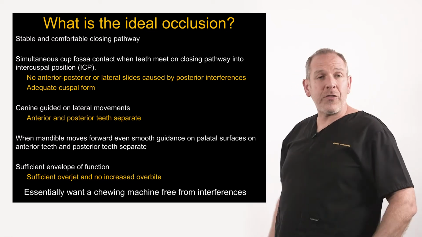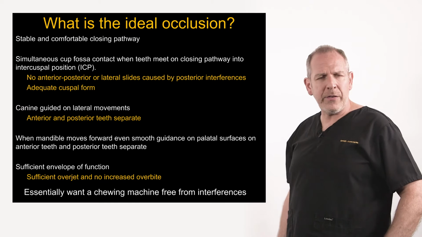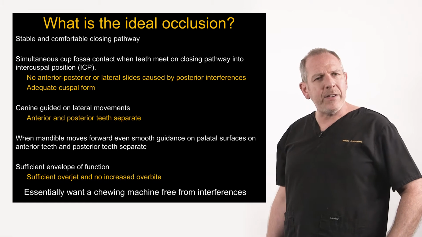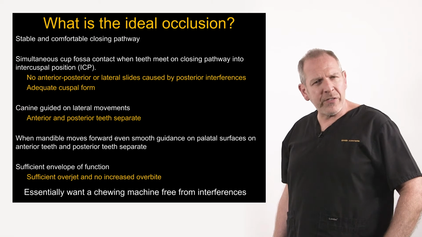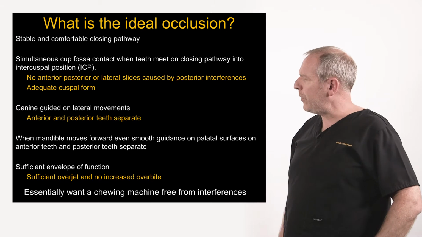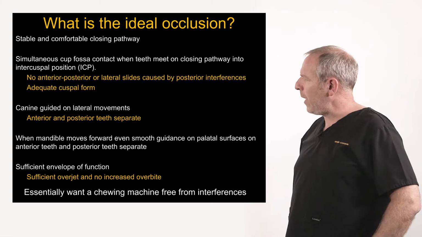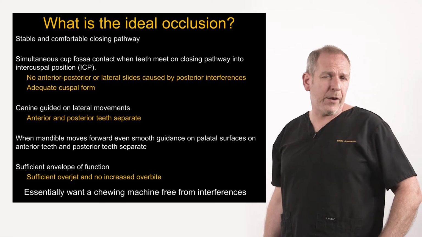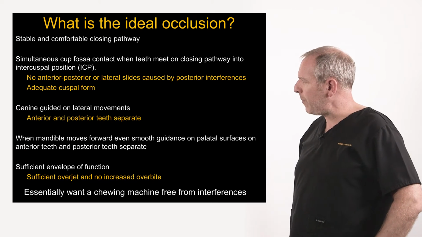Now, when the teeth actually come together, what you want is a simultaneous, stable cusp-fossa contact, when the teeth bite into the intercuspal, or the maximum intercuspal position, which is essentially the position of best fit. And that can quite easily be upset by over-erupted or tilted teeth. It could be upset by having multiple missing teeth, and it could be upset by something like erosion, where you don't have a good cusp-fossa relationship.